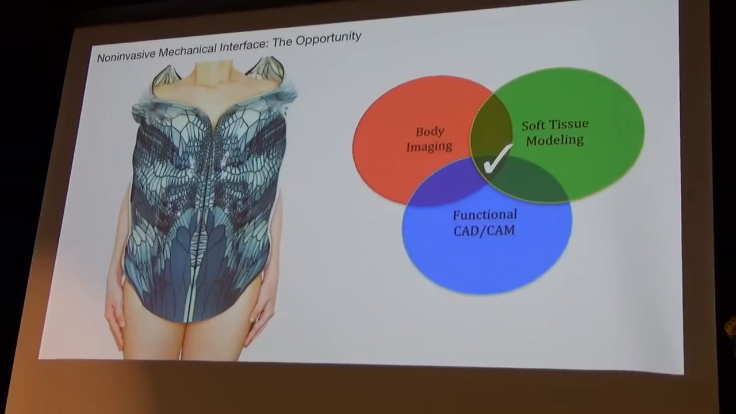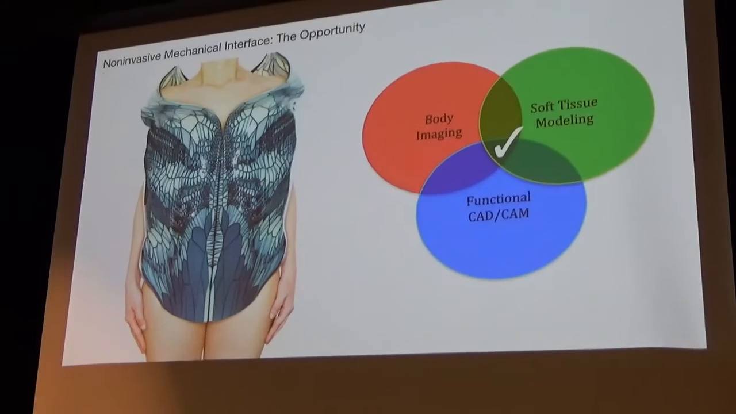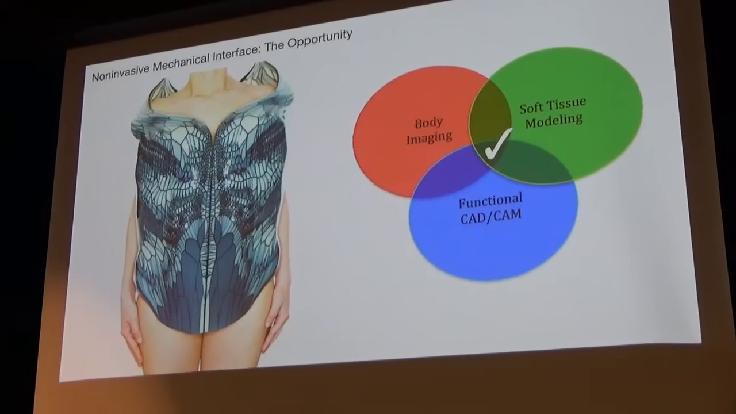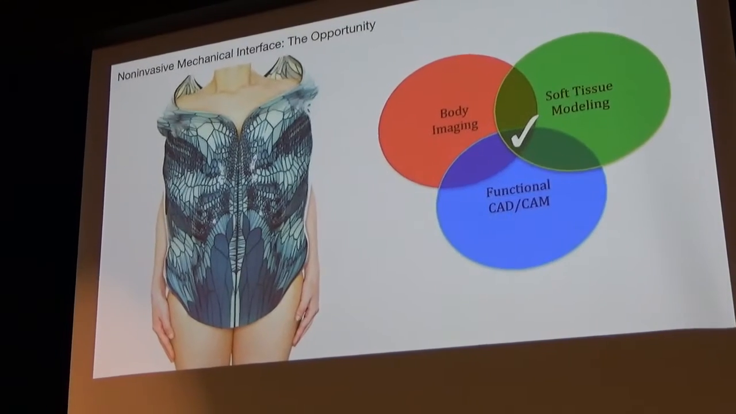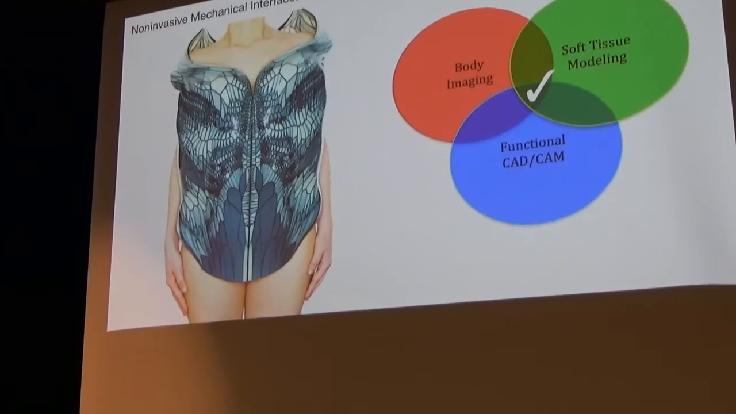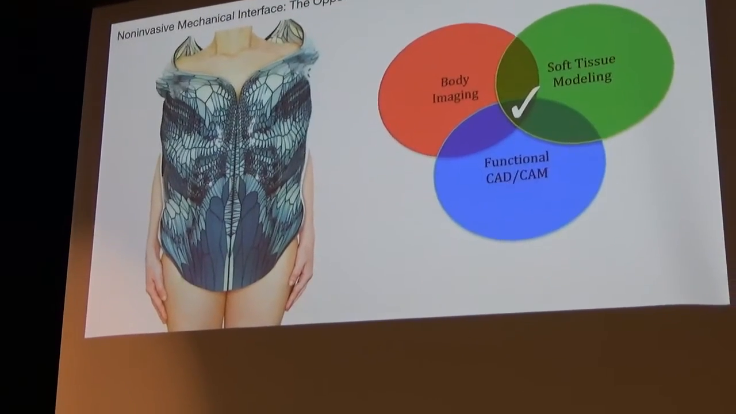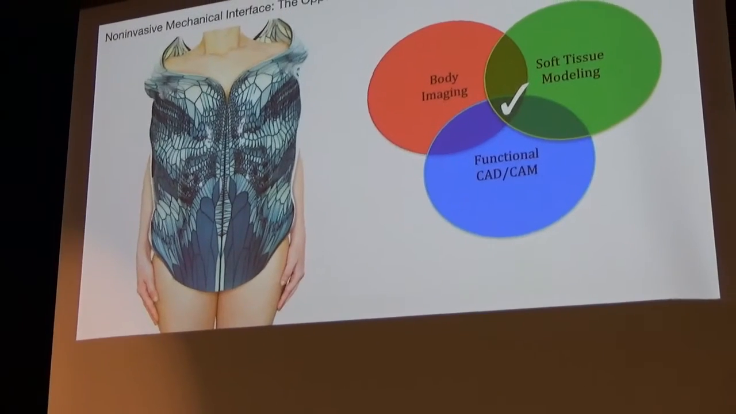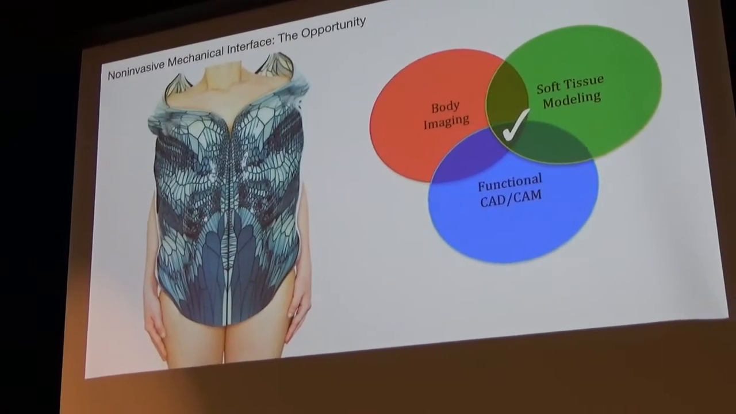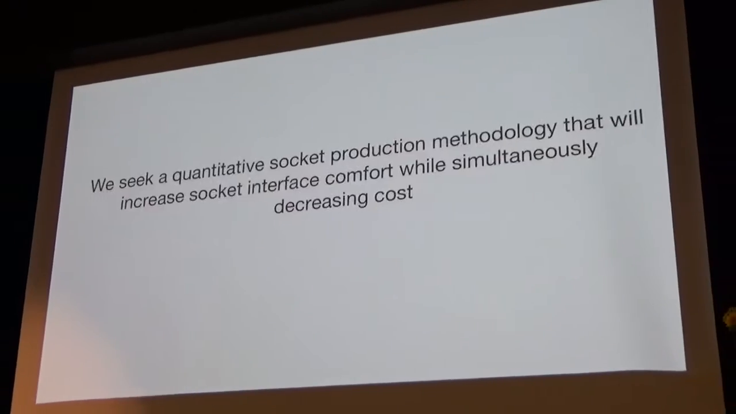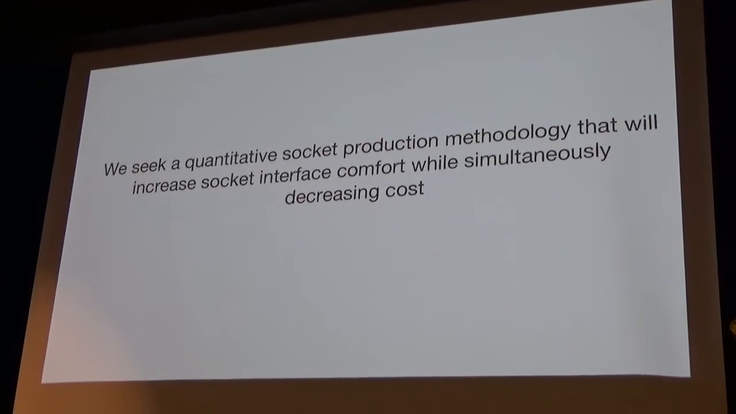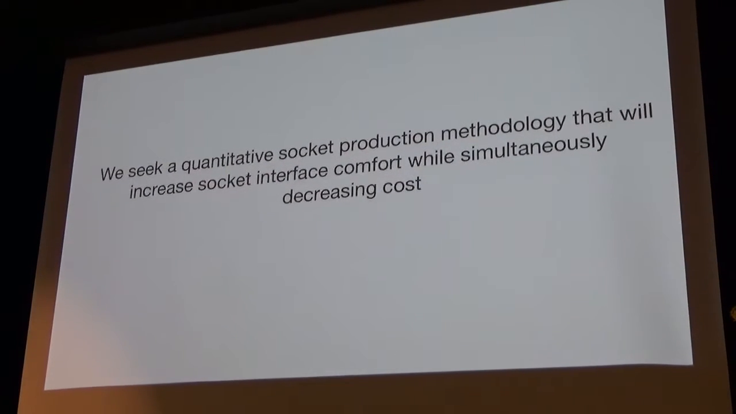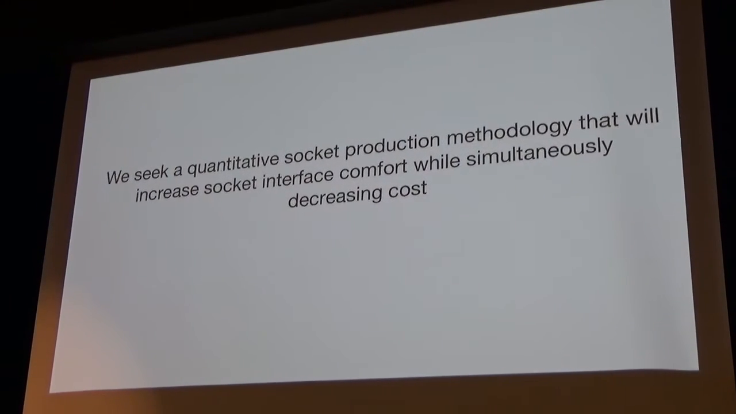One area is body imaging. How can we image the body with conventional as well as novel tools? Second is soft tissue modeling, tissue biomechanics, and thirdly, functional CAD/CAM, computer-aided design, and computer-aided manufacturing. So our goal is to seek a quantitative approach while simultaneously decreasing cost.